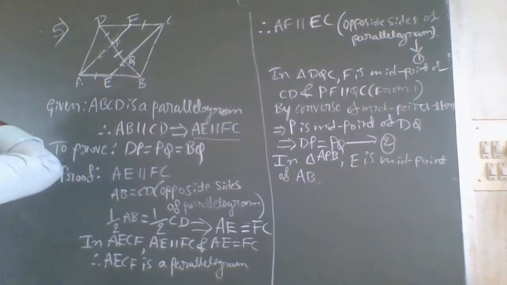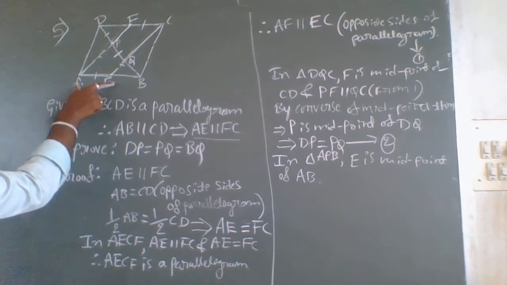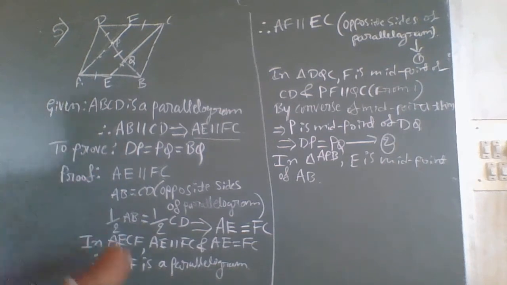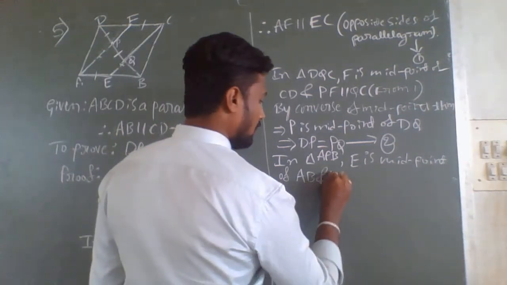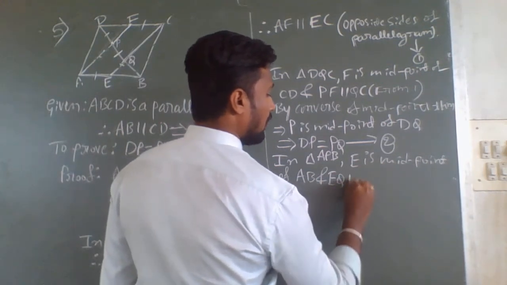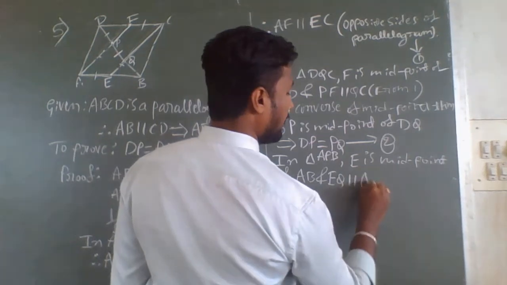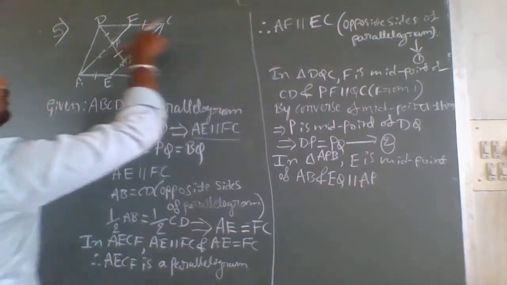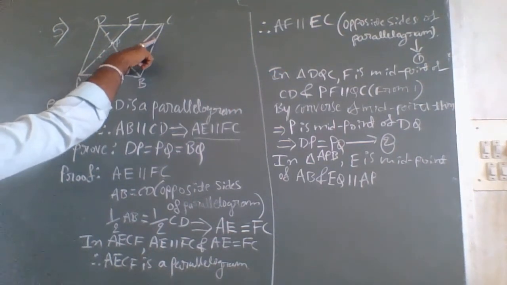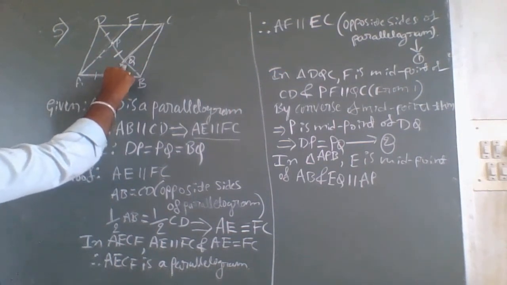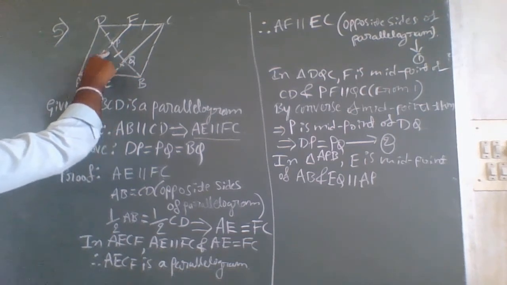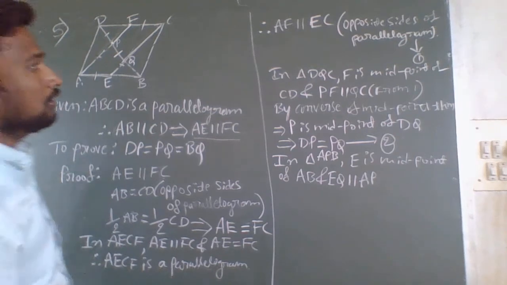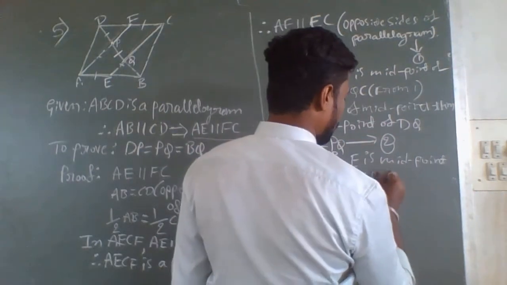And here, EQ is parallel to AP. Why is EQ parallel to AP? Here, from 1, what we proved? AF is parallel to EC, which means this EQ is part of EC and AP is part of EF. Therefore, EQ is parallel to AP from 1.